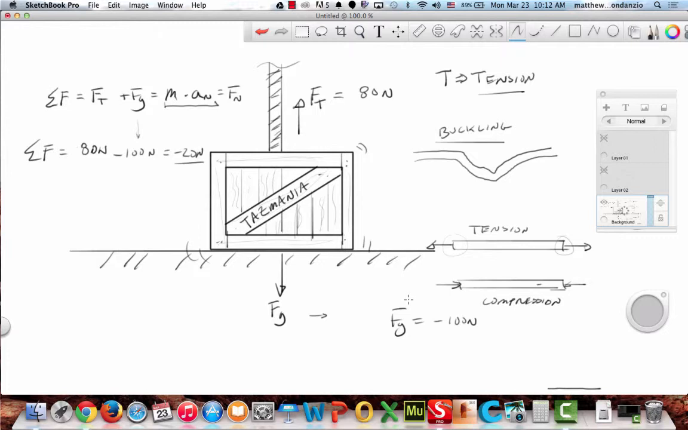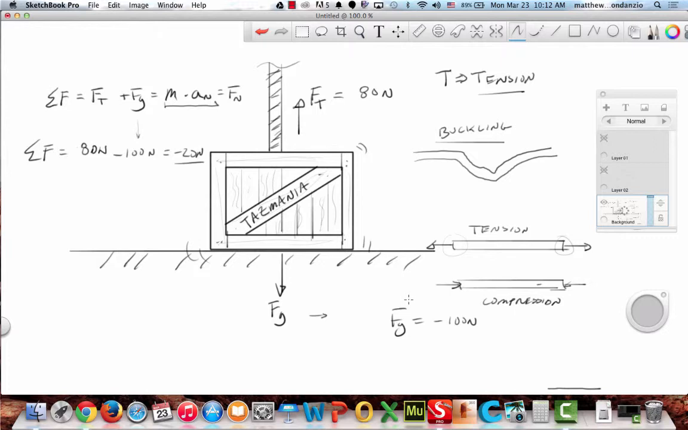So, I have a difference of 20 newtons. What does that mean? It's a little bit of a jump. You've got to think back to last Friday. Where's that 20 newtons? What is this extra 20 newtons? What is that negative 20 newtons?